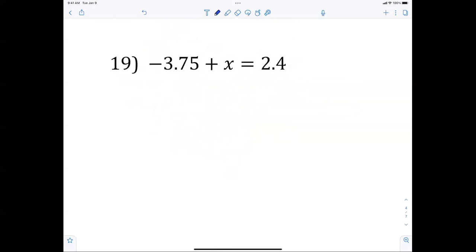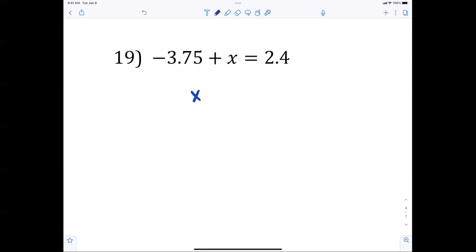Okay, now I just threw in this silly problem, just to keep you honest with your decimals. So everybody write the answer down to what they think it is for 19. All we're doing to solve this is add what? Add 3.75. The reason this is there is I'm just seeing if you remember, sometimes you're going to have decimals, not just fractions. You need to be able to add 3.75 and 2.4.